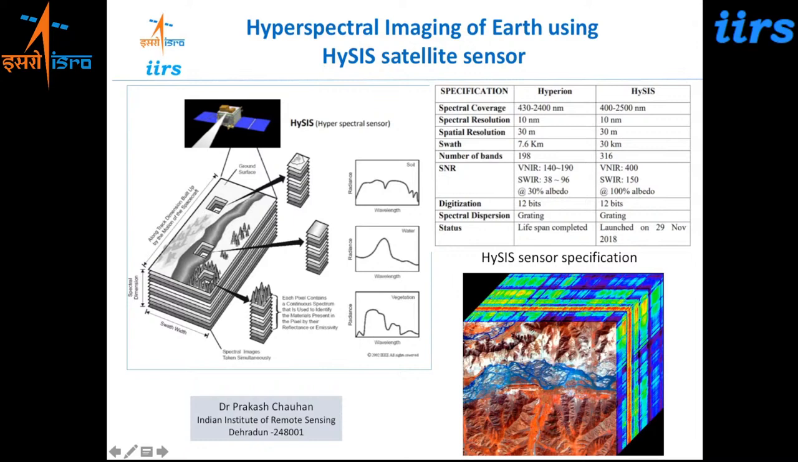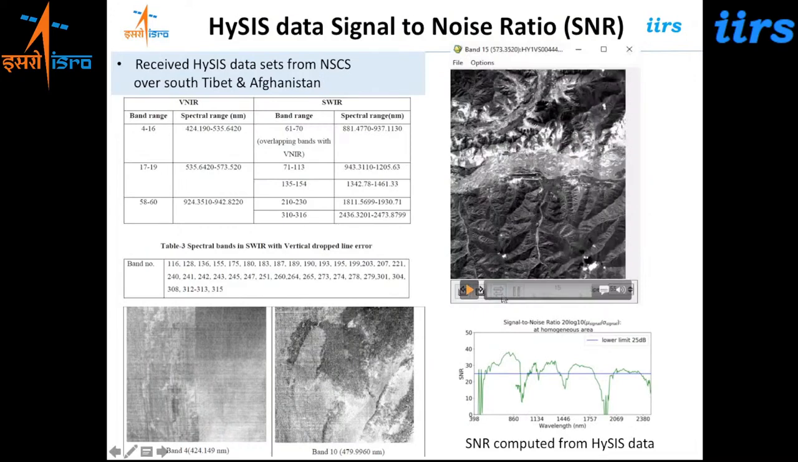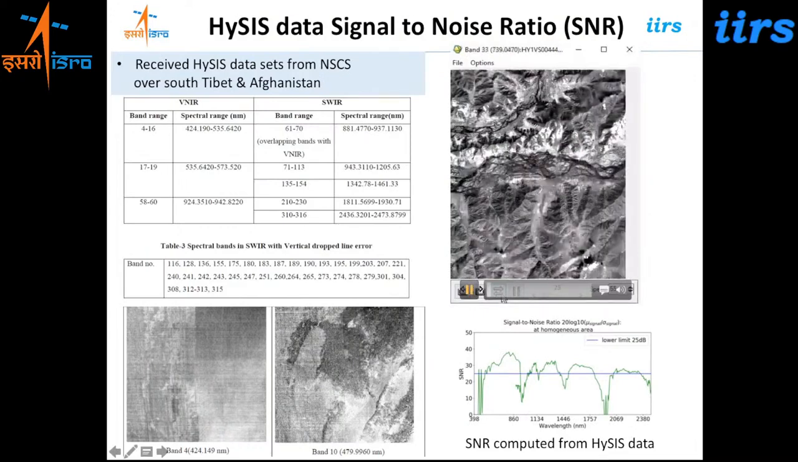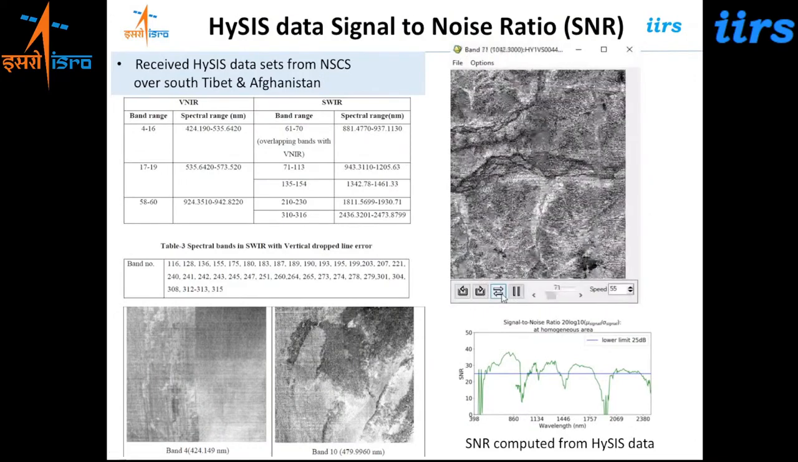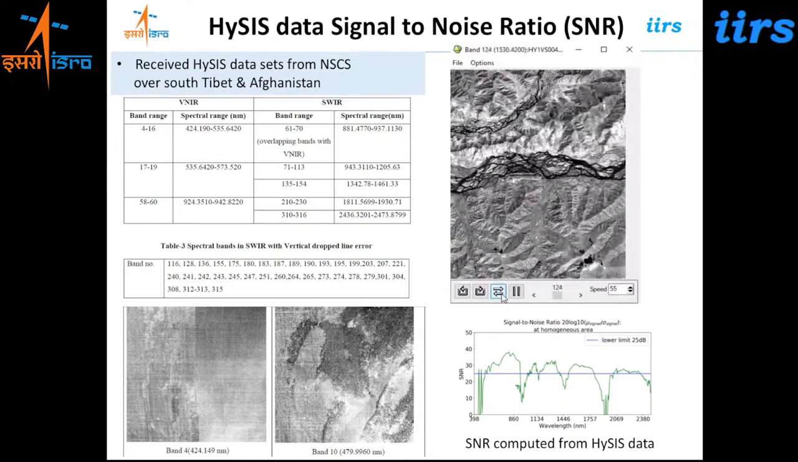It's called HySIS. It has a spectral range from 400 to 2500 nanometer. It operates at 10 nanometer spectral resolution with a spatial resolution of 30 meter. This is the kind of data cube we get from India's HySIS satellite. And this is how different channels look. This is a movie of all the channels, and you can see how the spectral variability is there in different channels.